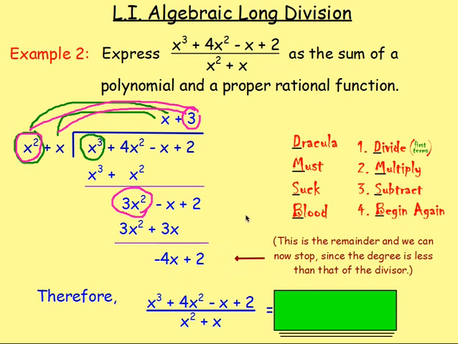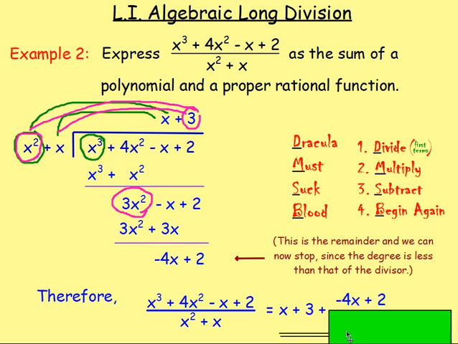From there then we can express this function here as the sum of a polynomial and a proper rational function. Really, the polynomial is just the answer. So the answer at the top is x add 3. So that's going to be equal to x add 3 plus, and then what are we left with? Well, we're left with a remainder of negative 4x add 2. So we'd have negative 4x add 2.